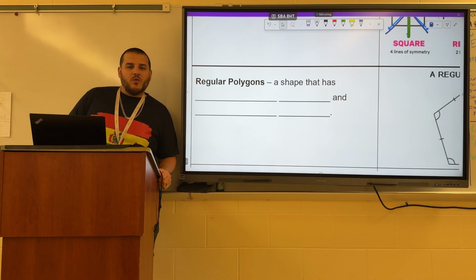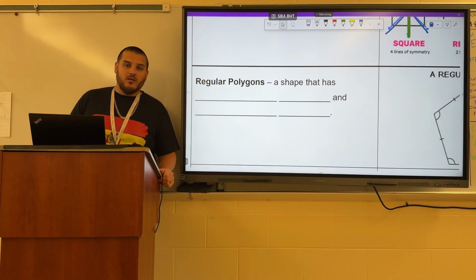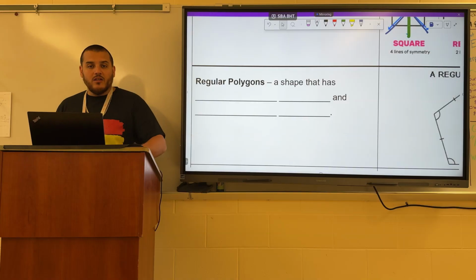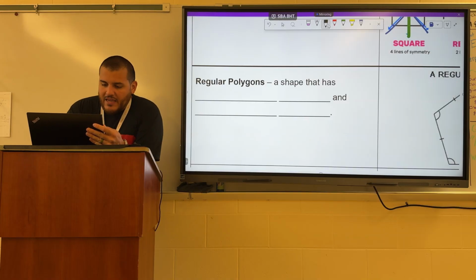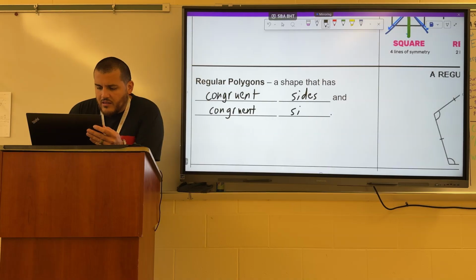What's going to be most important for us is identifying the lines of symmetry on regular polygons. A regular polygon is a shape that has congruent sides, so all the sides on that shape are going to be the same exact length, just like a square, and congruent angles. So again, also like a square, all the angles are going to be the same amount of degrees. I meant to write angles there, my bad.